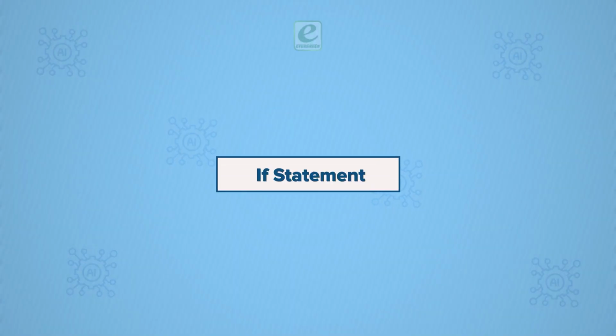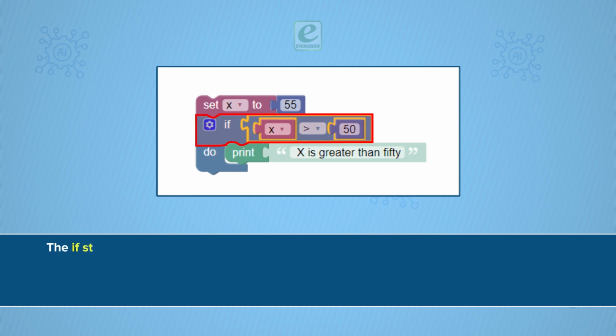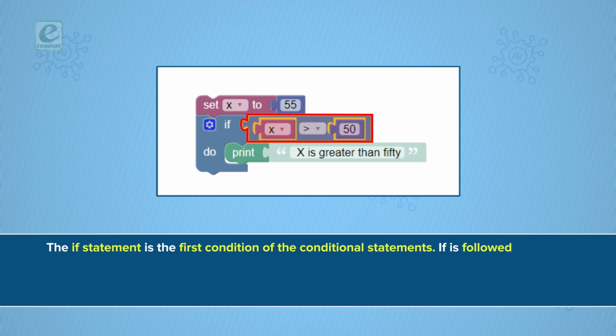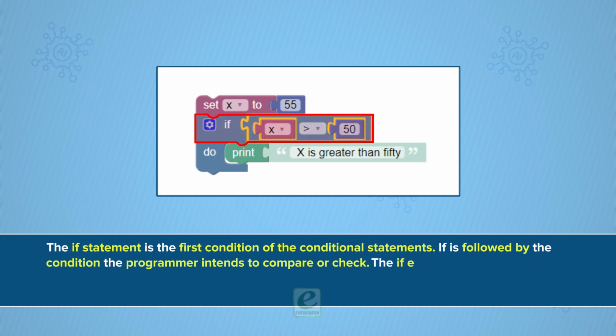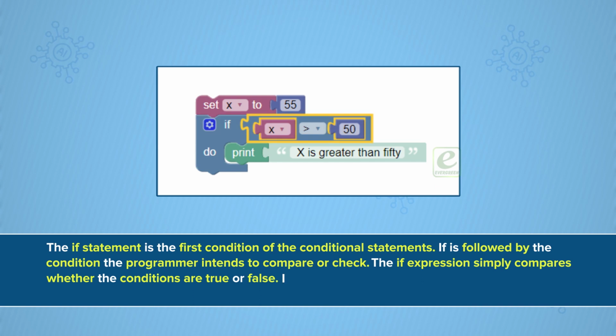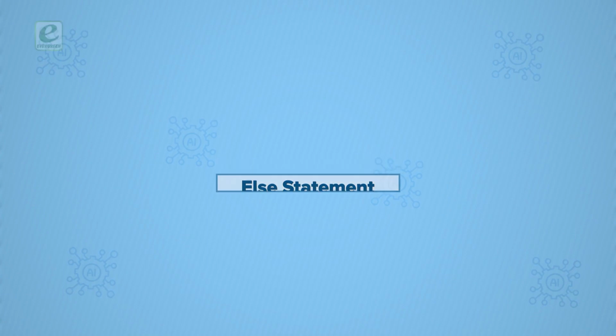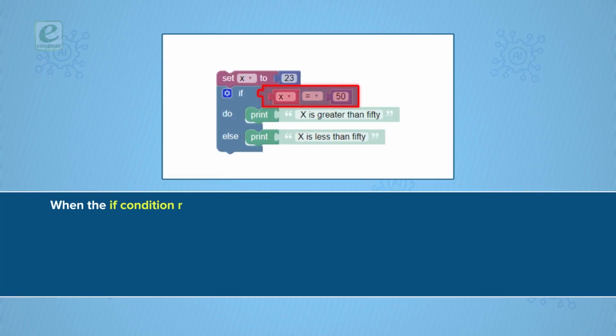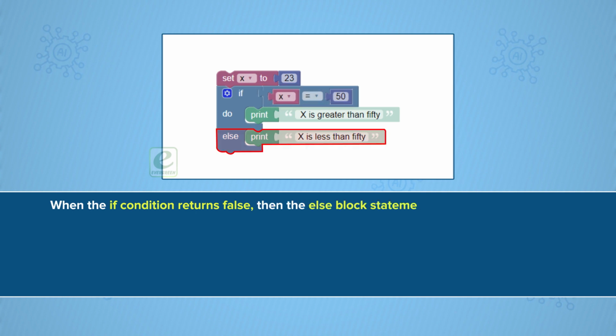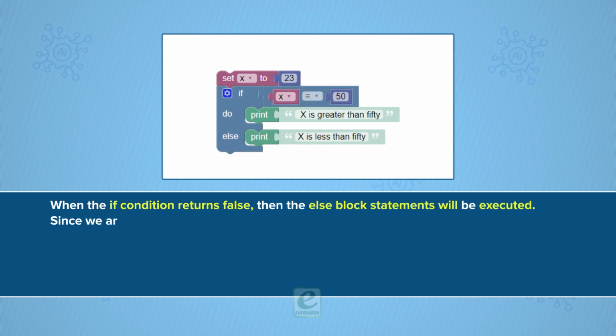If statement. The if statement is the first condition of the conditional statements. If is followed by the condition the programmer intends to compare or check. The if expression simply compares whether the condition is true or false. If the condition is true, the statements under the do block will be executed. Else statement. When the if condition returns false, then the else block statements will be executed.